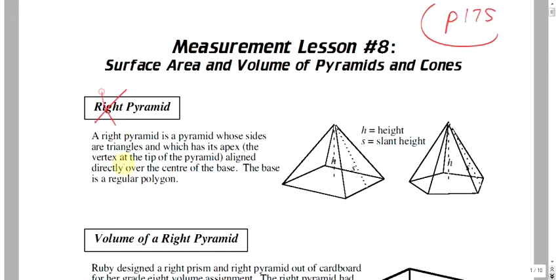Don't worry about that, okay? I'm not going to give you a pyramid that's got blown over in the wind. They're all going to be right pyramids. That's a pyramid. We haven't seen this shape yet, okay? It's got its own special little box in your formula sheet.